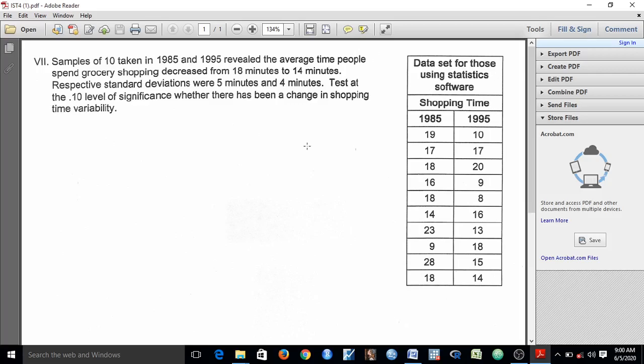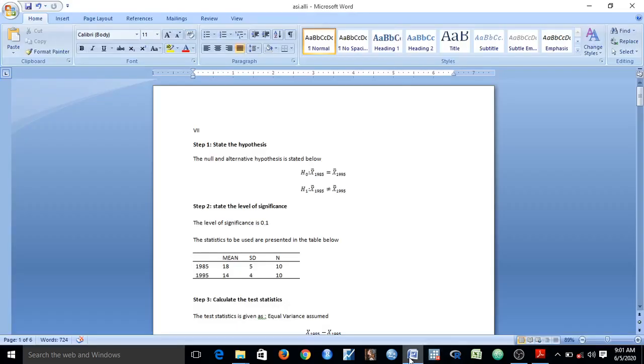So what you want to do here is to see if this difference between 18 and 14 minutes is significantly different from 0. So we start here. The first step is to state the hypothesis we are testing.